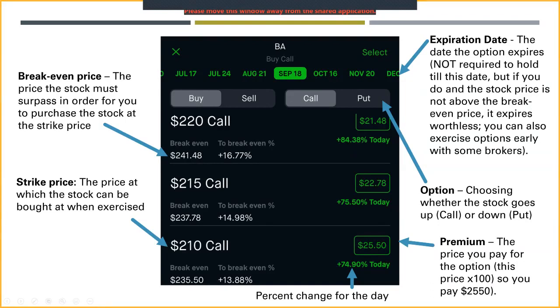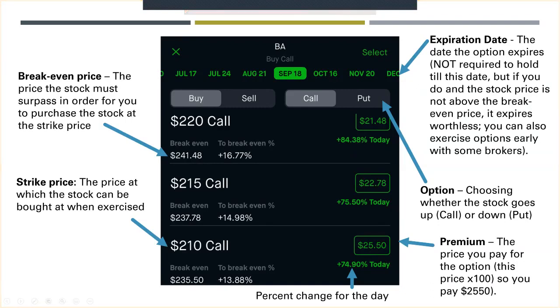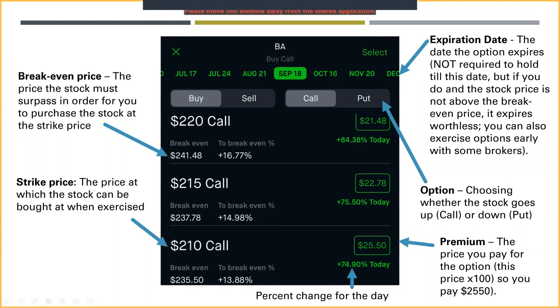So the option is basically your option. You're weighing your option. It's whether you choose the stock will go down or it will go up. So in this case, this is a call. So we're saying that the stock will go up by September 18th. We're going to choose our strike price and we're going to go from there.